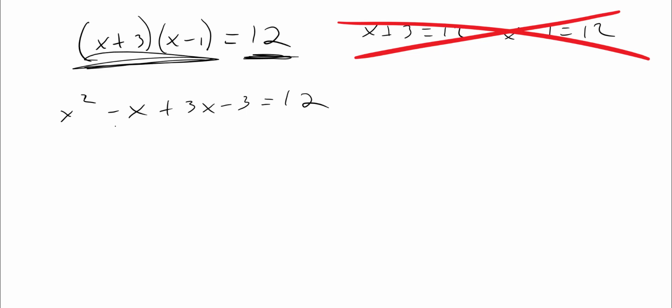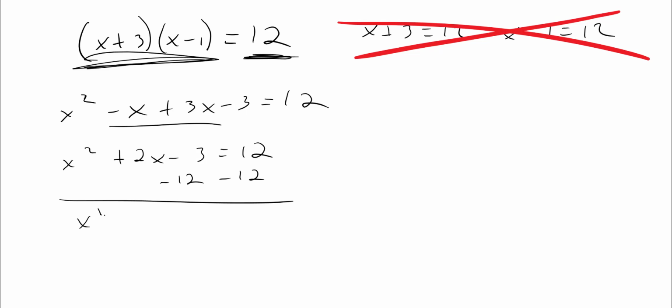Okay, let's combine these two terms together. So it's x squared plus 2x minus 3 equals 12. So guys, it's got to be equal to 0, so I'm going to subtract 12. And we've done this already. Subtract 12 from both sides, so you wind up getting x squared plus 2x minus 15 equals 0.